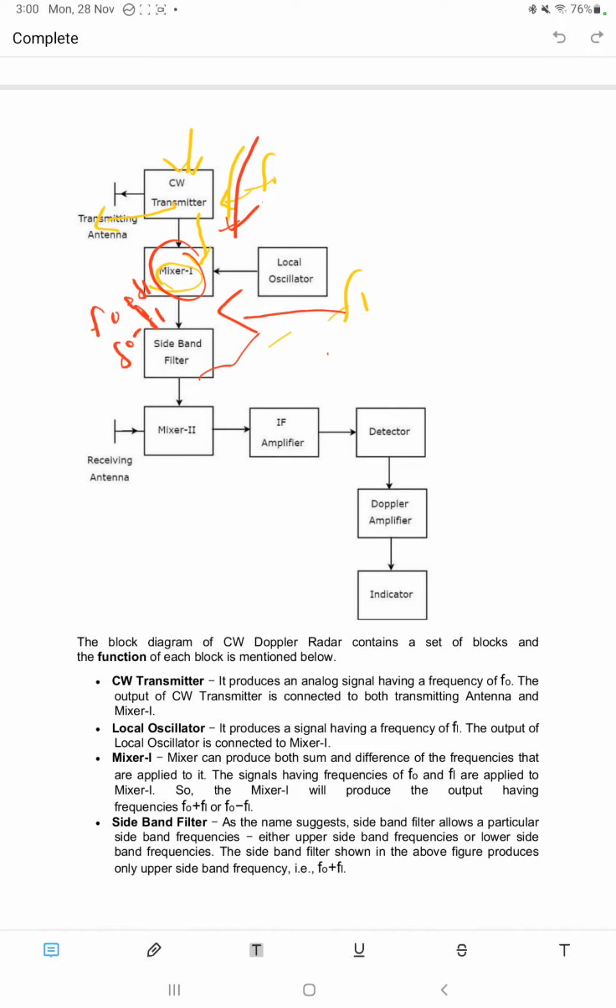Next, the sideband filter. As the name suggests, the sideband filter allows a particular sideband of frequencies, either the upper sideband or the lower sideband. The sideband filter, as shown in the figure, produces only the upper sideband frequencies, f0 plus f1.